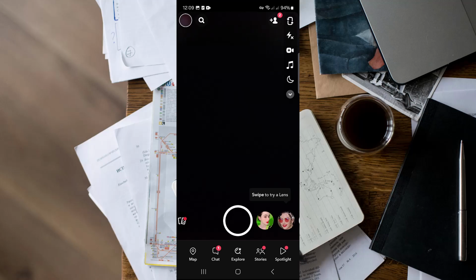In today's video, you are going to know how to know who takes screenshot in Snapchat story. So without any further ado, let's get into the video.